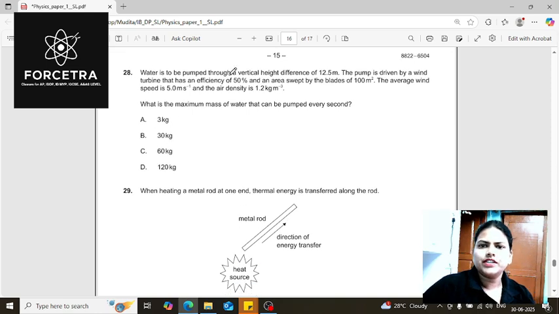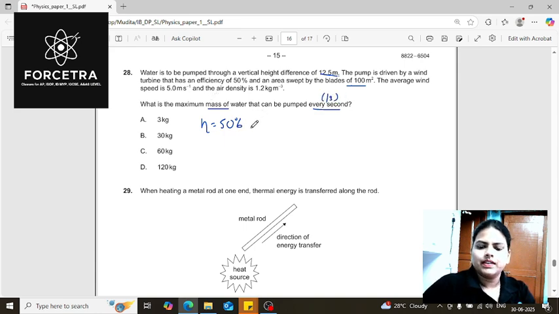Next question. Water is to be pumped through a vertical height difference of 12.5 meter. The pump is driven by the wind turbine which has an efficiency of 50% and an area of the blades of 100 meters square. The average wind speed is 5 meter per second and the density of the air is given to us. What is the maximum mass of the water that can be pumped every second? So in 1 second, we have to find the mass.